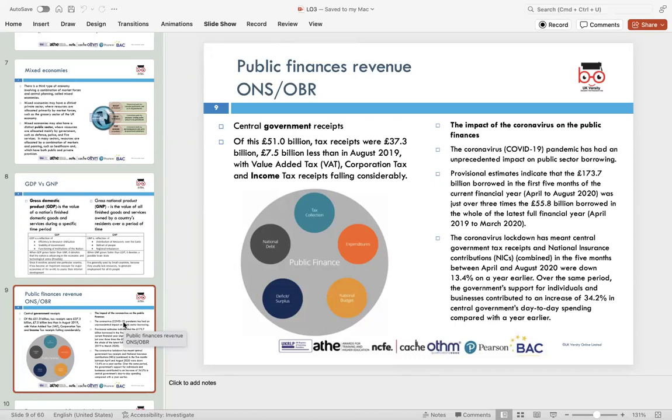The COVID pandemic has had a significant impact on the borrowing of the public sector, with provisional estimates indicating that the public sector borrowed a total of 173.7 billion pounds in the first 5 months of the current fiscal year, April to August 2020. This is more than three times the amount that was borrowed in the previous fiscal year.